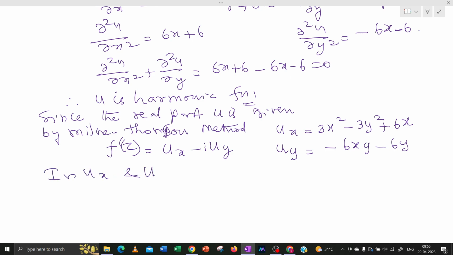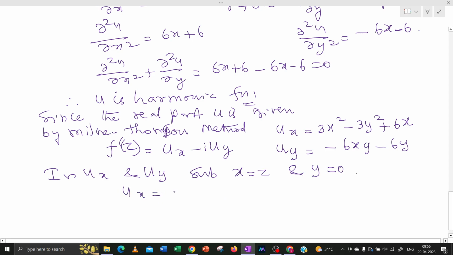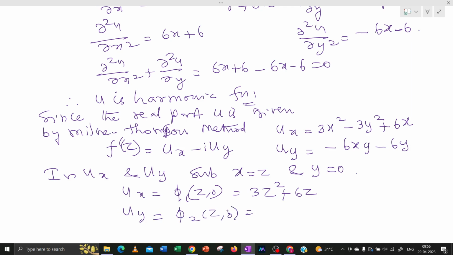In ux and uy, substitute x equal to z and y equal to 0. So ux will become phi 1 of z comma 0, which is 3z square plus 6z, since y equal to 0. And uy equal to phi 2 of z comma 0, which is 0.